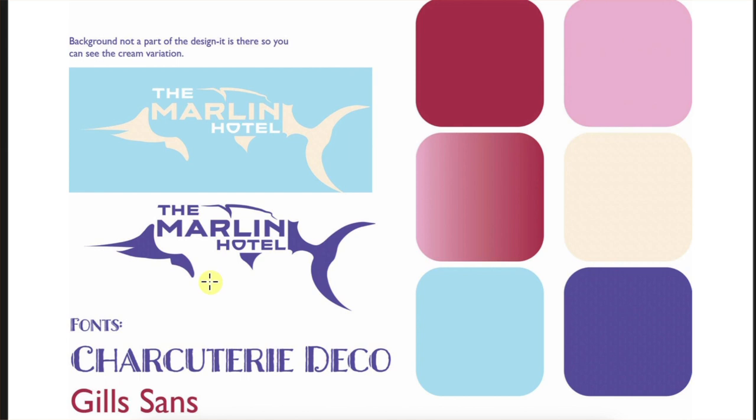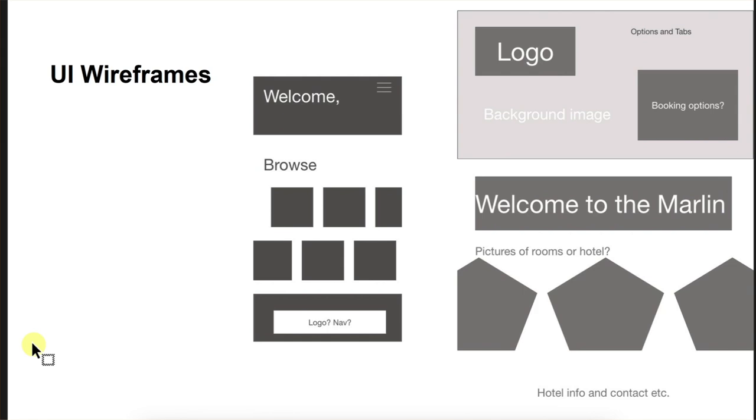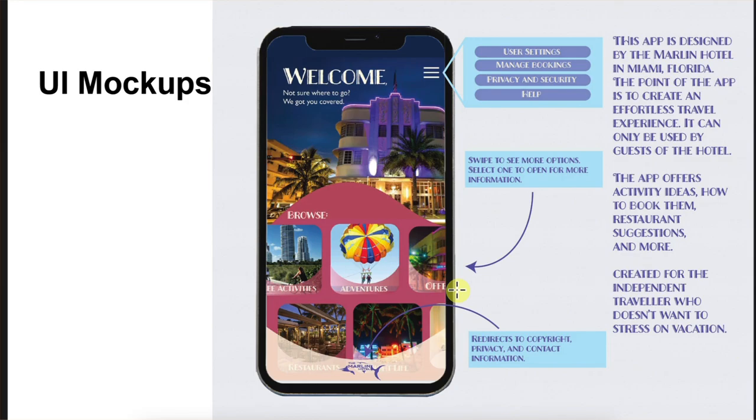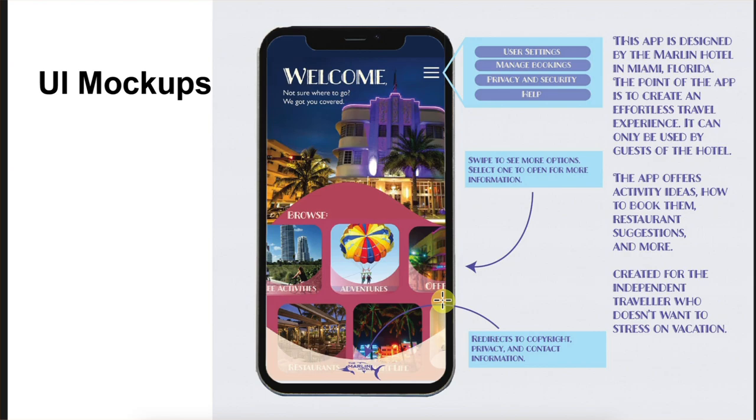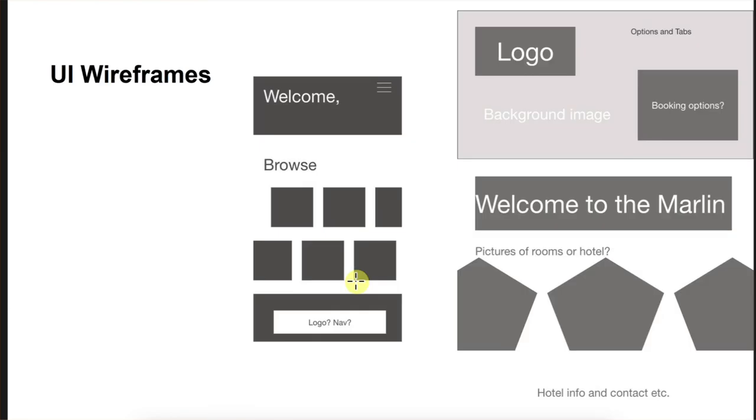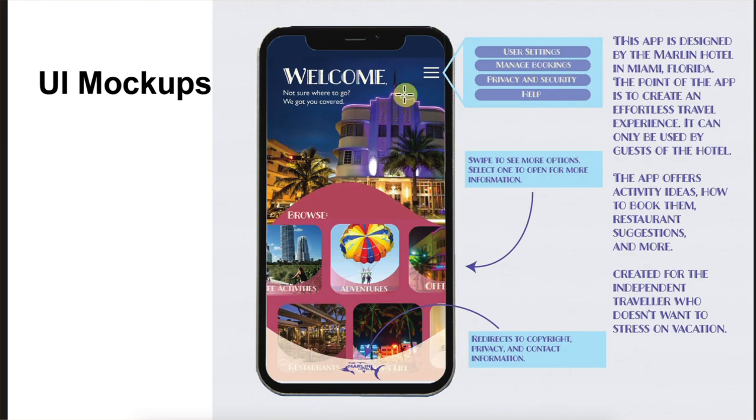Then we have charcuterie and gill sands. Okay, great. So we got started here, and there's lots of geometry, but then it kind of goes away. Okay, I see the browse buttons. Sorry, I'm just flipping back and forth and looking. Okay, all right, so you didn't quite stick to the sketches, which is okay. It's part of the evolution of the progress. This looks fantastic, but I feel like for the home page, we need to see that logo big up here. You know what I mean? It's just so tiny right now.